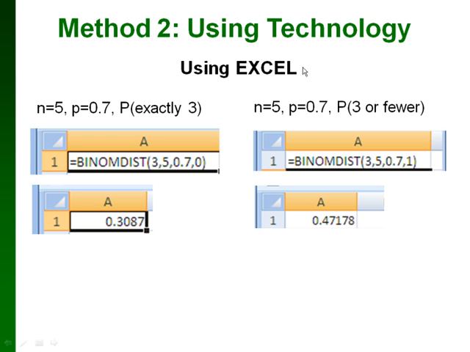Another thing that you can use is Excel if you have access to that. And again, there are 2 different versions of the formula in Excel. The first one, where you have a 0 at the end, gives you exactly the number. The second one, where you use a 1 at the end, gives you that number or fewer. So these two values correspond to the values that were on the TI calculator on the last slide.